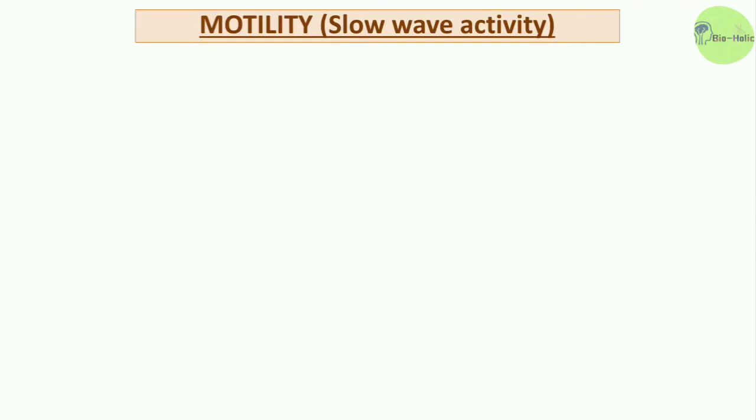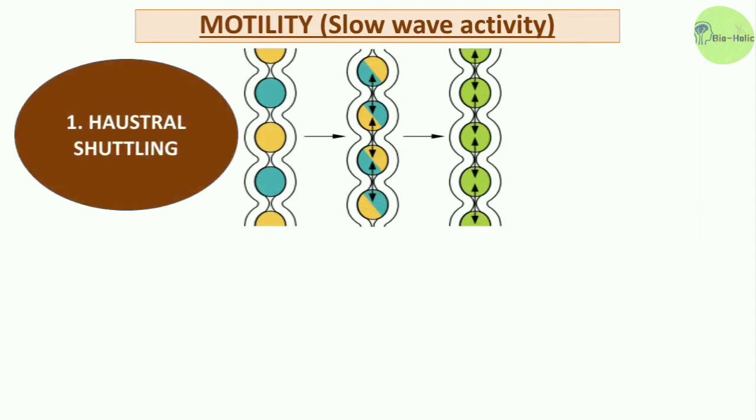Now let's talk about the motility, which is known as the slow wave activity. Like other parts of the gastrointestinal tract, the motility of the large intestine is also coordinated by basal electrical rhythm or BER. This can be discussed through many types. Number 1 is the haustral shuffling.